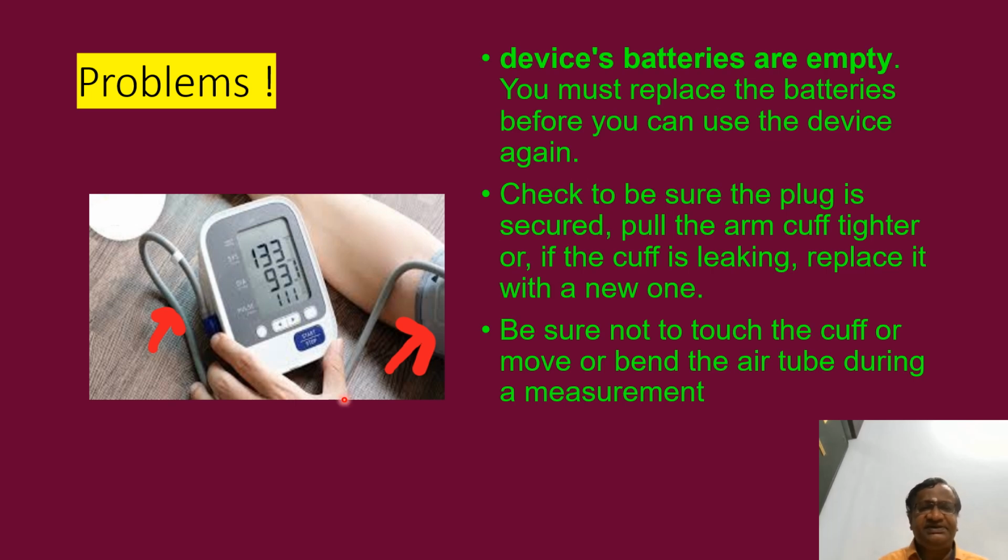Device battery is important. If the battery is down, BP is not correct. Check that the plug is secured, and pull the arm tighter. If the cuff is leaking, replace it. Testing the cuff is very important, because deflation depends upon small oscillometric fluctuations within the brachial artery. Now, if somebody injects something or touches, or puts pressure on the arm, all these things will change the pressure readings, or so-called oscillations. So don't touch the hand at the time of BP measurement.